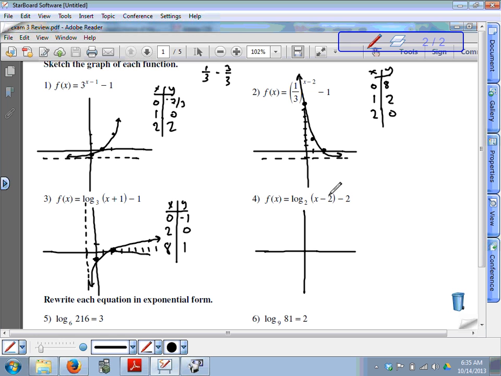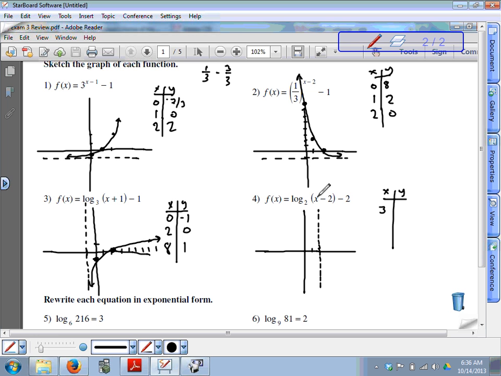Now this transformation here is a transformation 2 units to the right. So the vertical asymptote is located right there. The domain of this function is from 2 to infinity, not including 2. So we can only choose x values that are in the domain. So we could choose a 3.